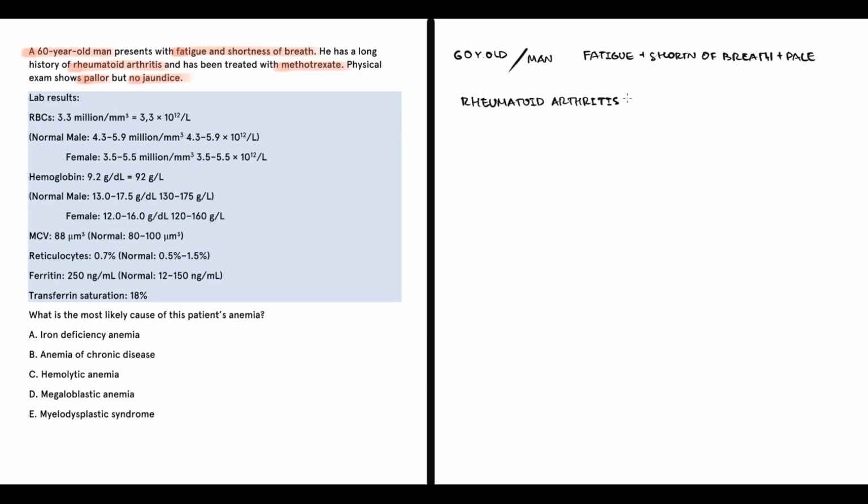First of all, it's rheumatoid arthritis, which is a chronic autoimmune disorder that can cause chronic inflammation, and thereby it can be the cause of anemia of chronic disease. And the second feature is methotrexate. We know that methotrexate is a folic acid antagonist that can cause folic deficiency anemia.